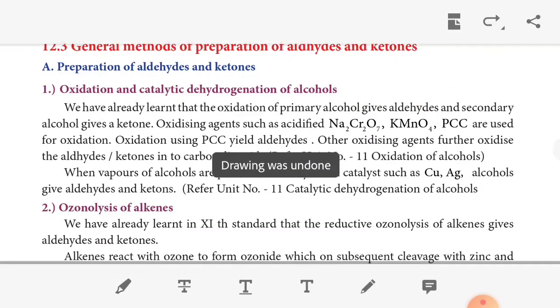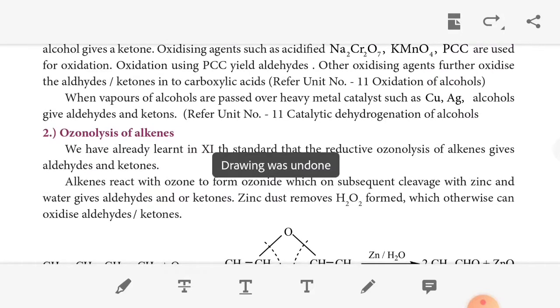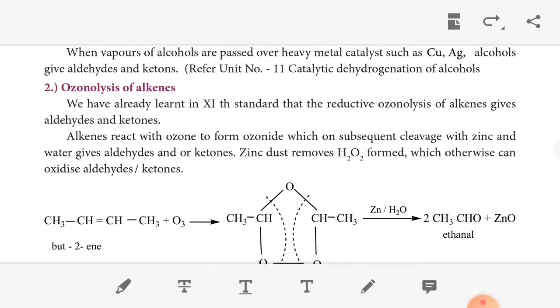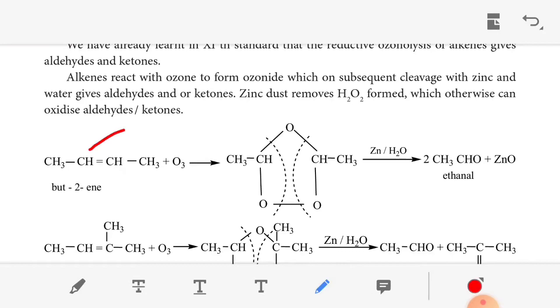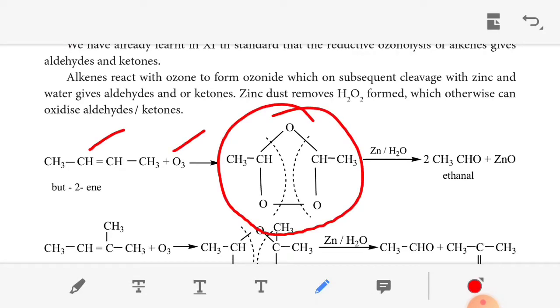The second method is the ozonolysis of alkenes. We have already learned in 11th standard that reductive ozonolysis of alkene gives aldehydes and ketones. The alkene reacts with ozone to form ozonoid. This is the ozonoid, which on subsequent cleavage with zinc and water gives aldehyde.